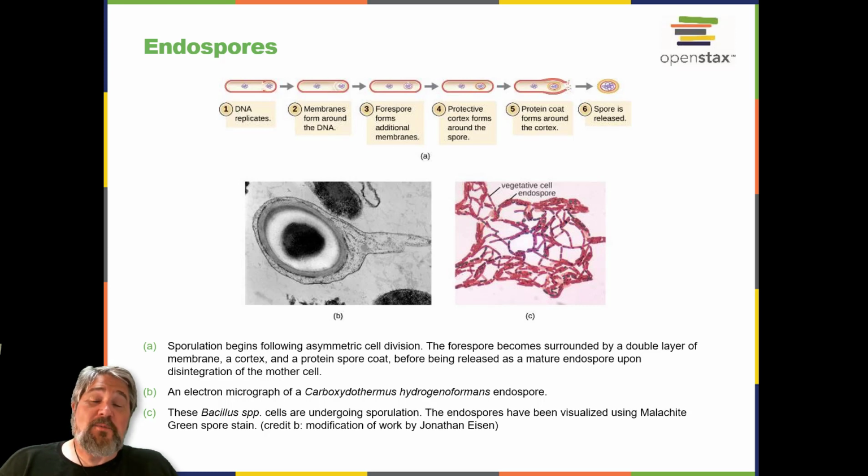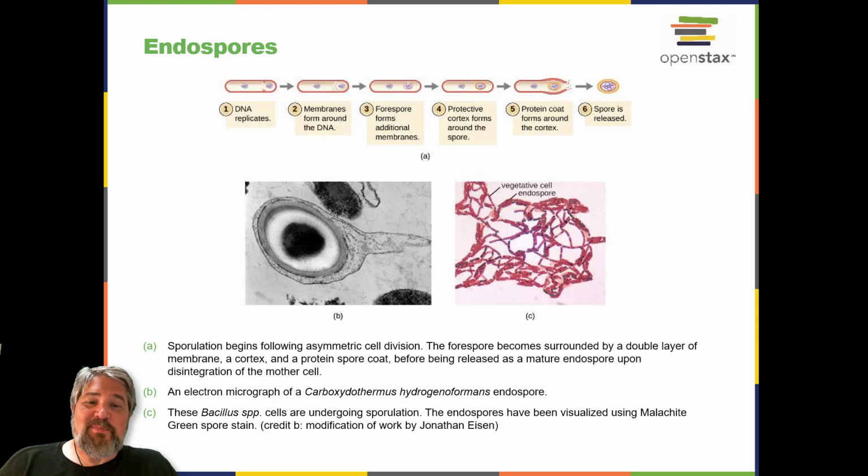A protein spore coat then forms around the cortex while the DNA of the mother cell disintegrates. Further maturation of the endospore occurs with the formation of an outermost exosporium. The endospore is released upon disintegration of the mother cell, completing sporulation. Endospores of certain species have been shown to persist in a dormant state for extended periods of time, up to thousands of years. However, when living conditions improve, endospores undergo germination, re-entering a vegetative state.